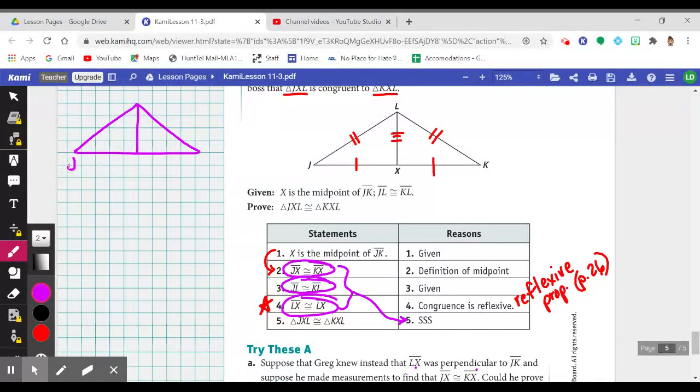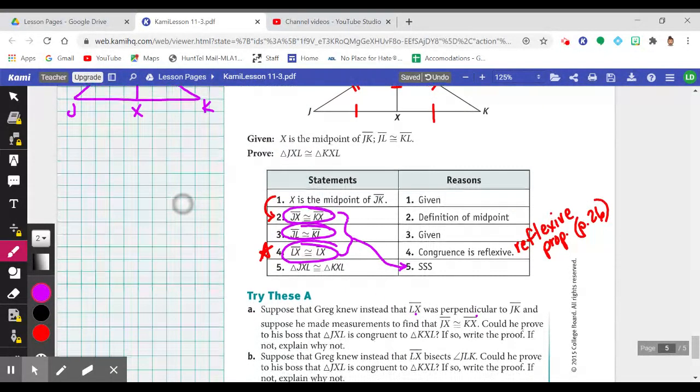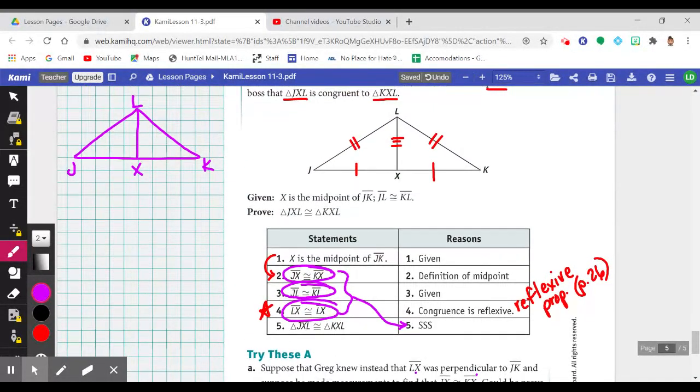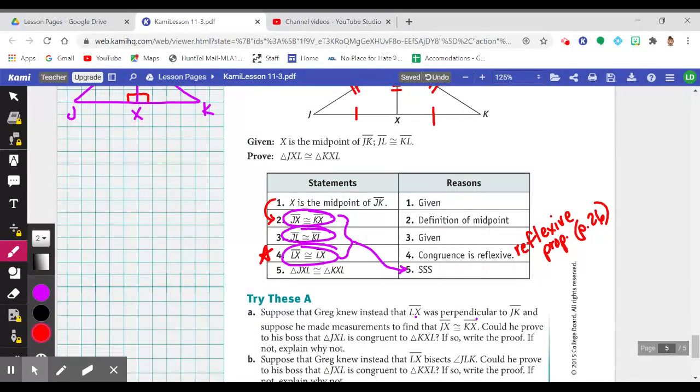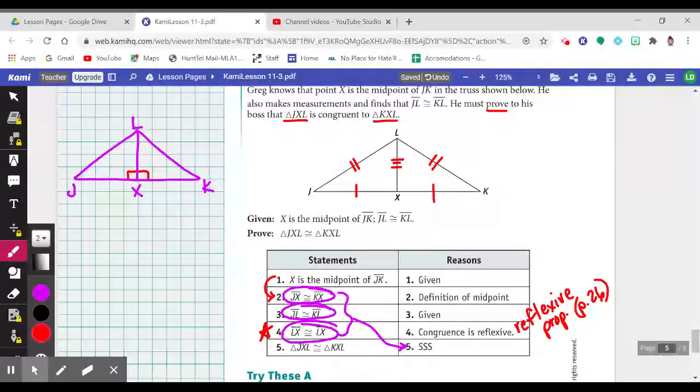So we got J, X, K, and L. And so they tell us that line LX was perpendicular to JK. So I'm going to go and mark in my diagram, if line LX is perpendicular to JK, that means that these 2 angles should be right angles, right? And then they also tell us that JX is congruent to KX.